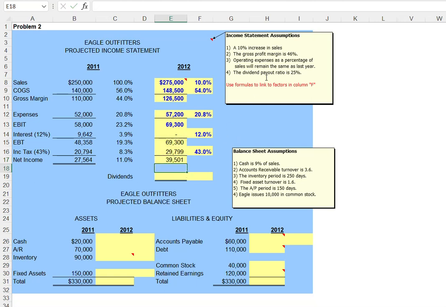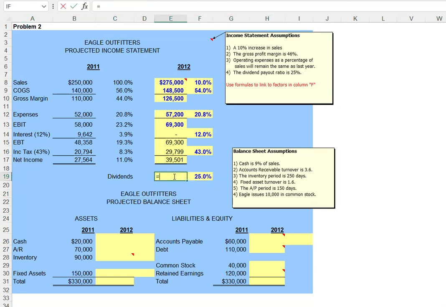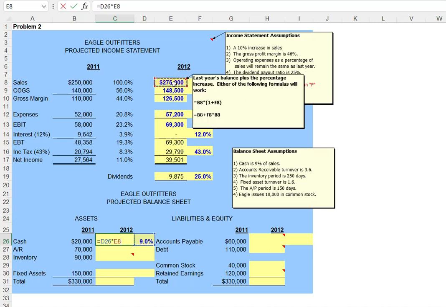Our dividend payout, we're told our dividend payout ratio is going to be 25%. So we'll put 25% here, and our dividends will be net income times 25%. Our balance sheet assumptions, we're told that cash is 9% of sales. So we're going to put 9% here, and to calculate our cash, we're simply going to take our 9% and multiply it by sales.